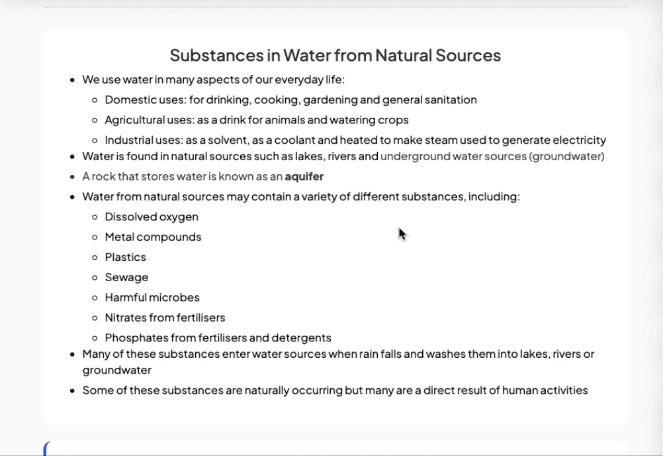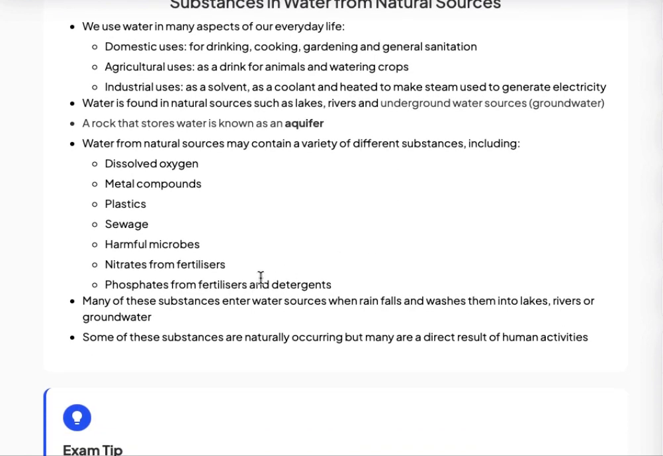When this is in water, such water is considered to be impure water. Okay, it's not pure water. Now, many of these substances enter water sources when rain falls and washes them into the lakes. Okay, all these things when rain falls.